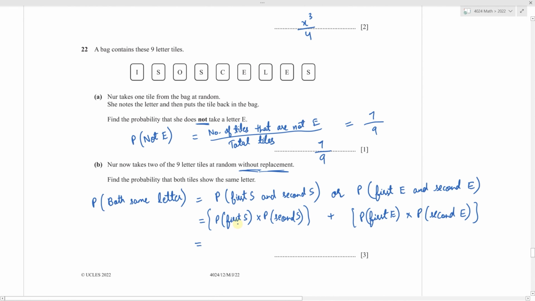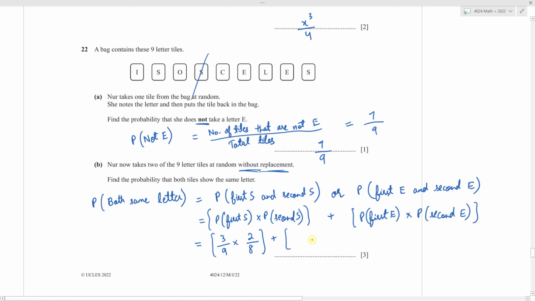So what is the probability that the first tile is S? When you're picking the first tile, how many S do you have? 1, 2, 3 out of the 9. And then you don't put this S back. You've taken one S out. Now what is the probability that the second is S? How many S are left? 1, 2. 2 S out of the total 1, 2, 3, 4, 5, 6, 7, 8. So remaining tiles are 8 because you've already taken one out. So 2 over 8.